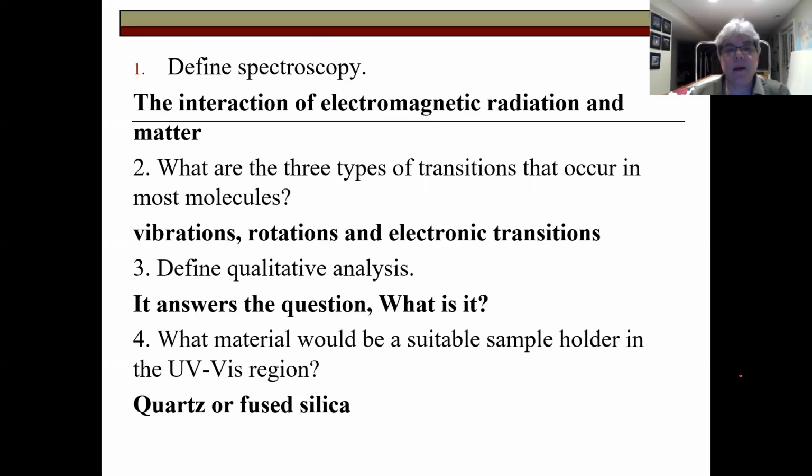Okay, then we had some short answer. So spectroscopy, the interaction of electromagnetic radiation and matter. 3 kinds of transitions: vibrations, rotations, electronic. Qualitative analysis: all you had to say was, what is it? Okay, that's all you needed. What material is suitable for a sample holder in UV-Vis? So either quartz or fused silica. Glass only works in the visible.